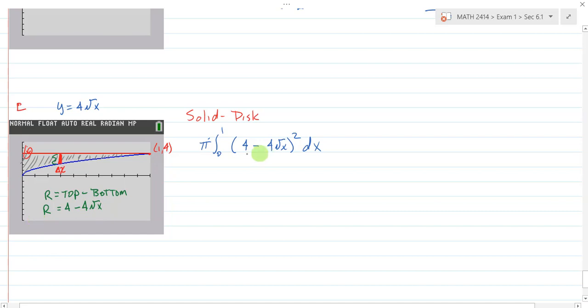So to make the arithmetic easier, I'm going to go ahead and factor out a common factor of 4 here, and that's going to give us pi times the integral from 0 to 1 of 4 times (1 minus the square root of x) squared, close the parentheses first, then square, dx. When I square the 4, that's going to give me 16, so I can pull that 16 out, and I'm looking at (1 minus the square root of x) squared. Well, 1 minus the square root of x, squared, is just 1 minus the square root of x times 1 minus the square root of x. I can FOIL that out.